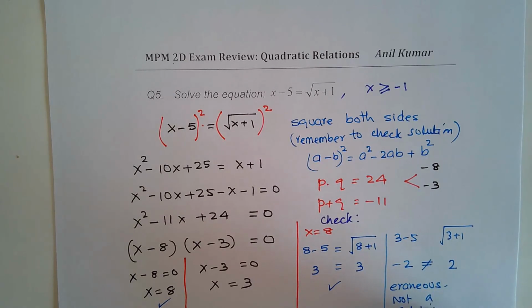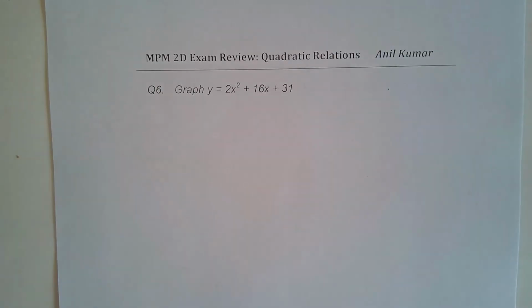Is that clear? All right. Now this happened mainly because we squared, so we squared a negative to make it positive. Perfect. So we get our answer. The only answer here is x equals 8, and that is how this question should be answered. Is that clear? Now let's take up the next question, which is question number 6 for us.